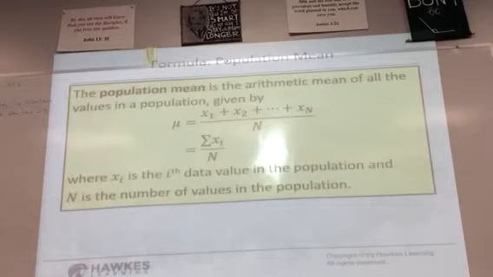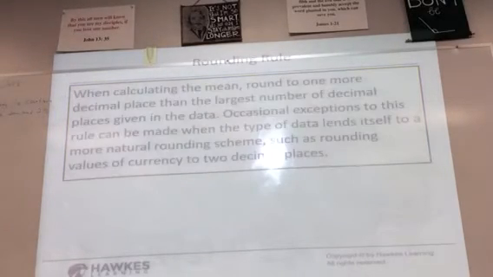All right. Anybody need more time here? All right. Rounding rule. When calculating the mean, round to one more decimal place than the largest number of decimal places given in the data. So if your data is like all things that are tenths place, then keep hundredths place. Okay? That way you're keeping one extra decimal past whatever your data says. That way you can be more exact.